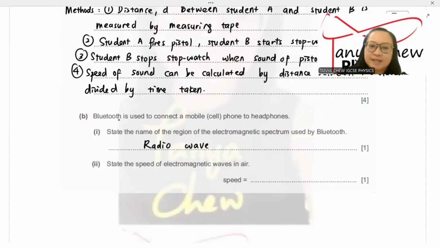Now, the second part, state the speed of the electromagnetic waves in air. In fact, all the electromagnetic waves travel with the speed of light in air and in vacuum. So it is 3.0 times 10 to the power of 8 meter per second. Done.